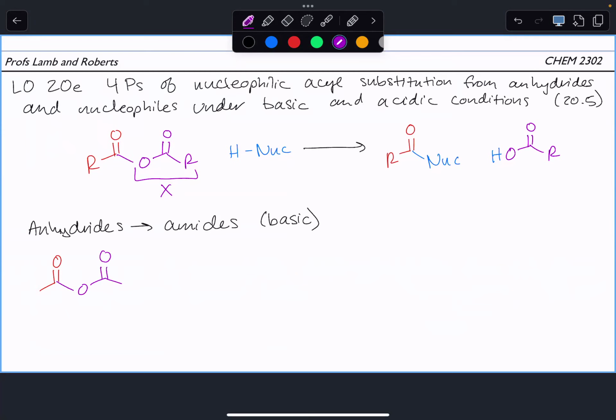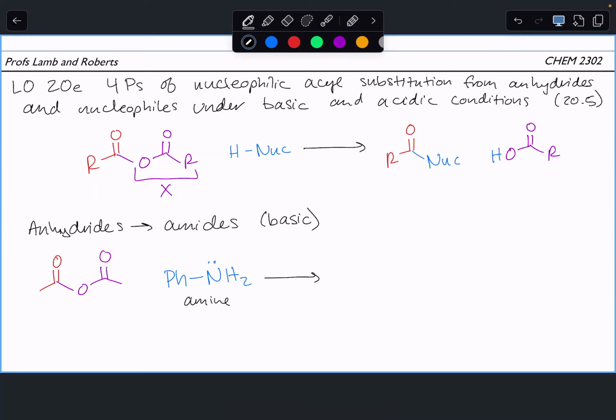We're going to use an amine. Let's do a primary amine this time. Doesn't actually matter. So here's our amine. In this case, I'm just going to assume I have extra amine that's going to act as my base, because this is already a base. So again, it's really hard to deprotonate an amine to get N minus. That's not favorable.